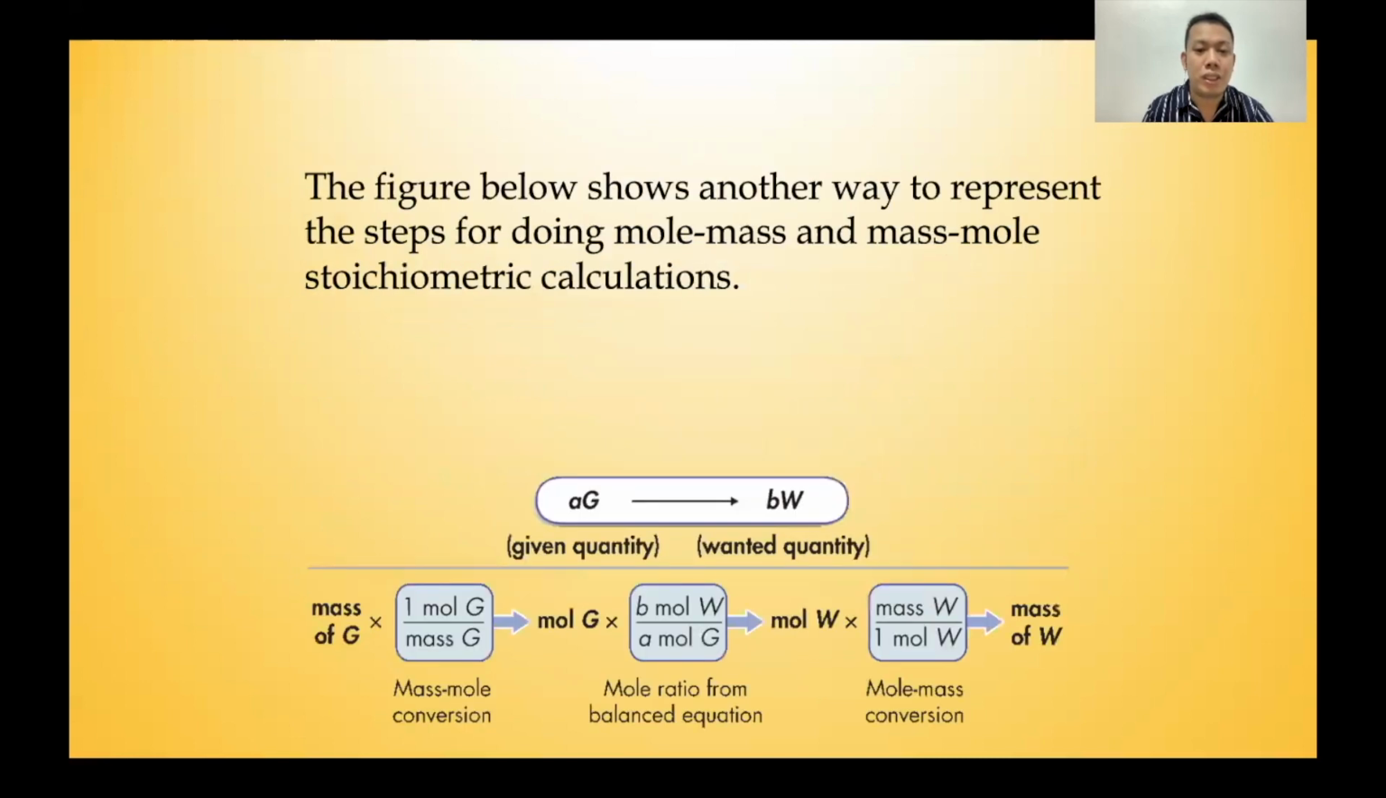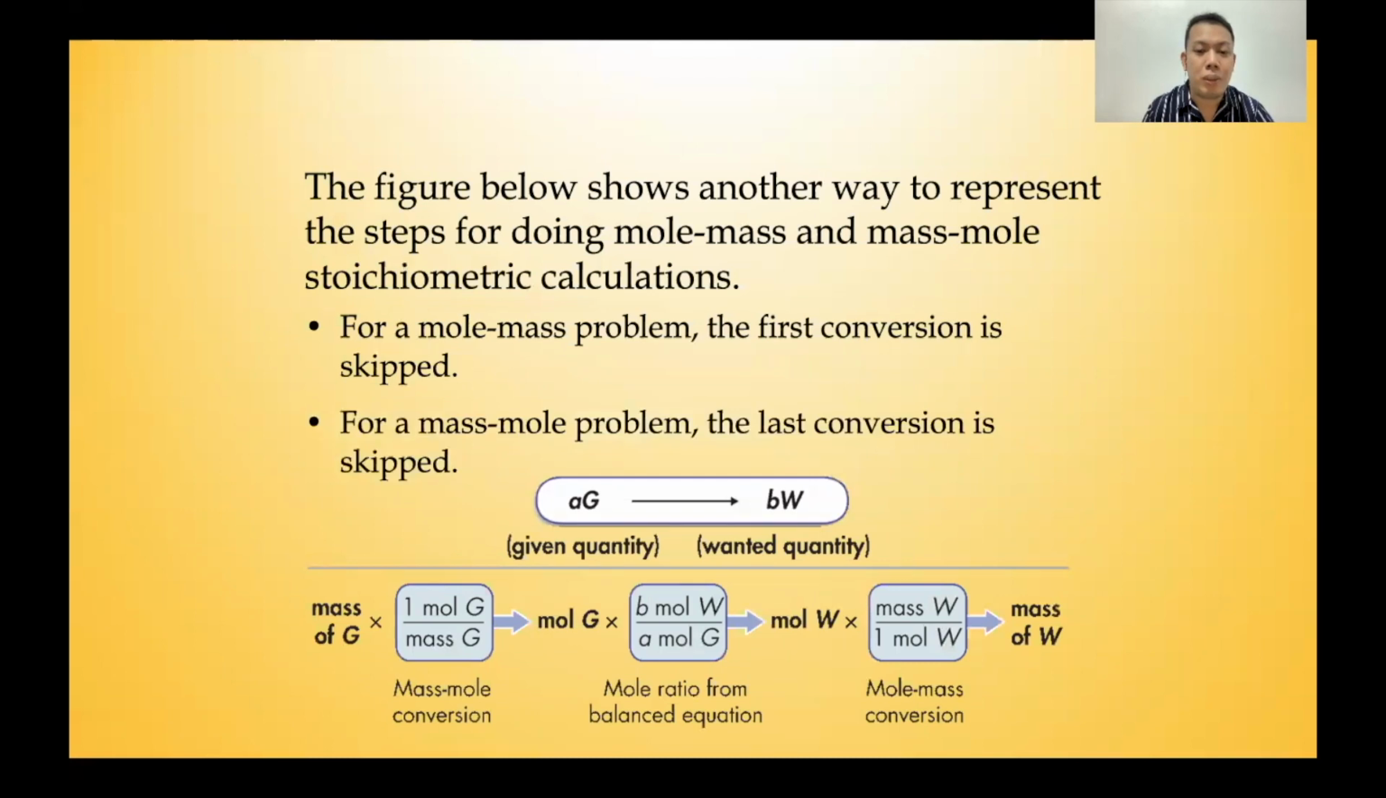Okay, so this is the flow chart. No, it is a figure, although it is the same as the explanation in the previous slide. So the figure below shows another way to represent the steps for doing mole to mass and mass to mole stoichiometry calculations. For a mole to mass problem, the first conversion is skipped. For a mass to mole problem, the last conversion is skipped. So in this example, though we are talking about mass to mass, it also shows the conversion for mole to mass and mass to mole problems.